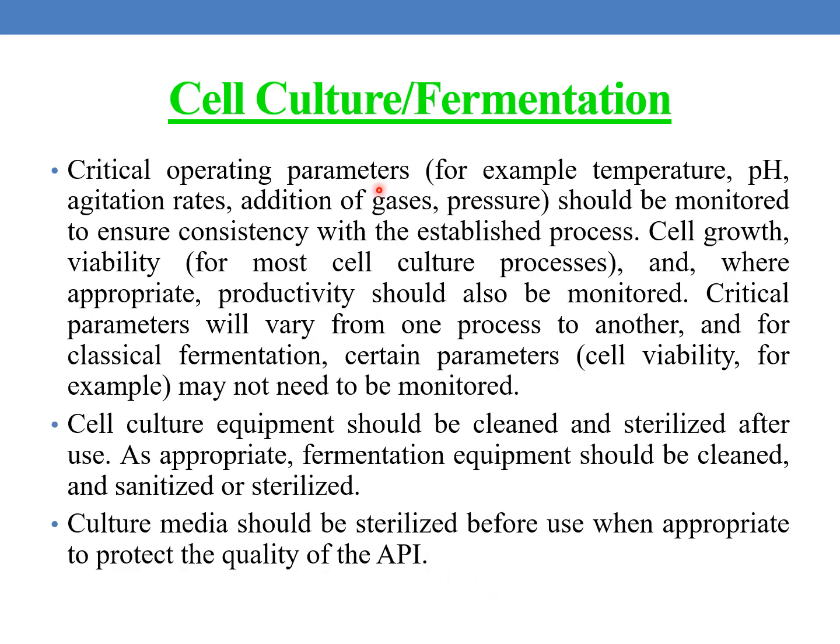Critical operating parameters, for example temperature, pH, agitation rates, addition of gases, pressure, should be monitored to ensure consistency with the established process. Cell growth, viability for most cell culture processes, and where appropriate, productivity should also be monitored. Critical parameters will vary from one process to another, and for classical fermentation, certain parameters, for example cell viability, may not be monitored.